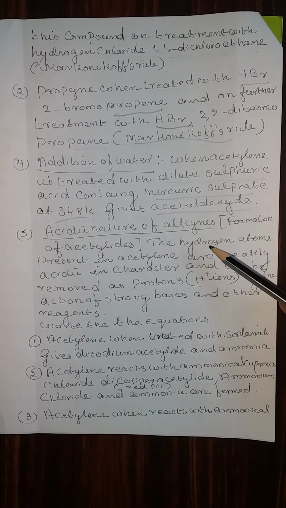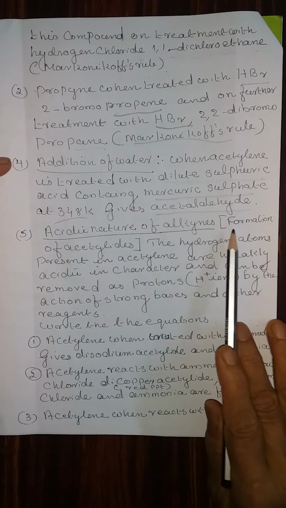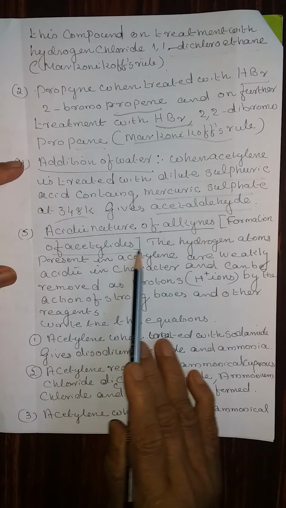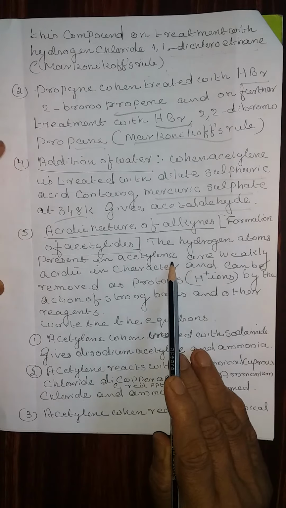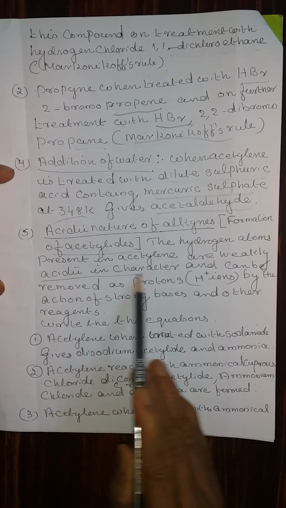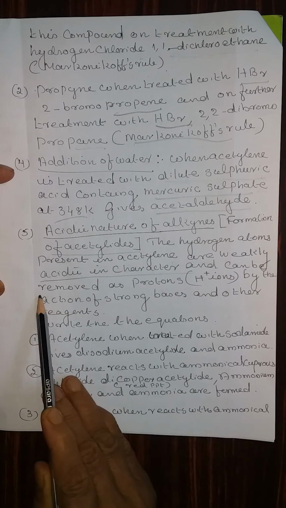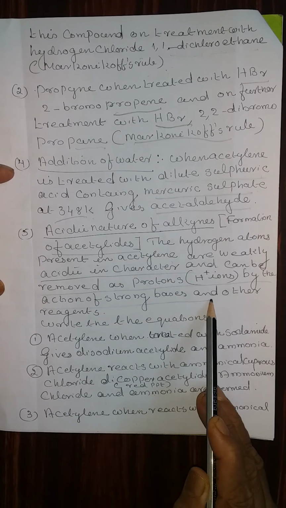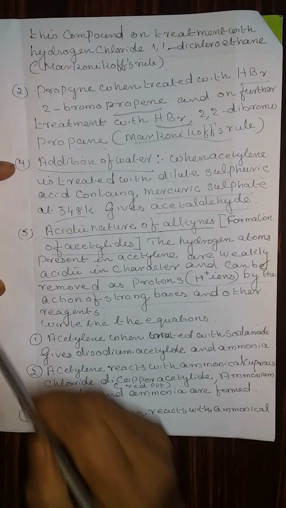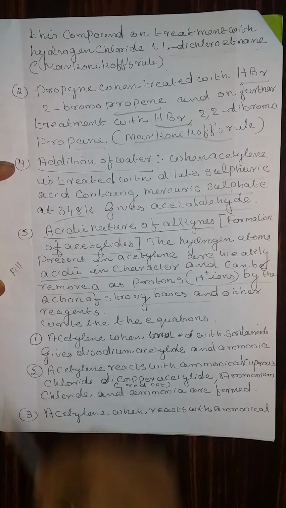Acidic nature of alkynes, that is formation of acetylides. The hydrogen atoms present in acetylene are weakly acidic in character and can be removed as protons by the action of strong bases and other reagents. Fill in the blank question can be asked.